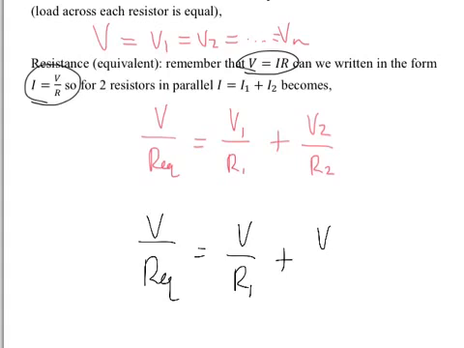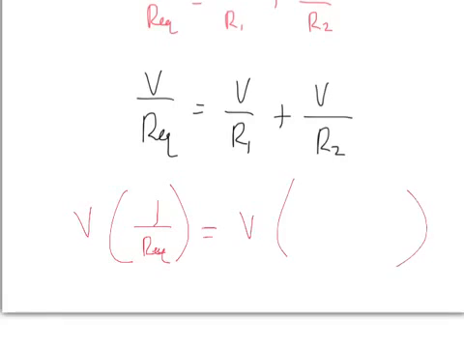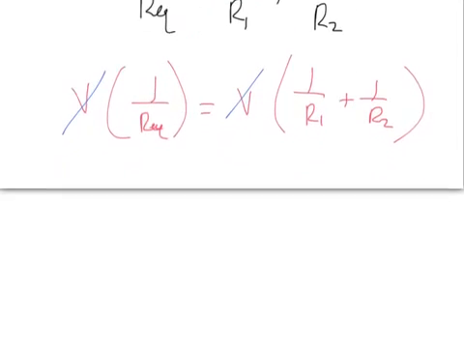Again, earlier it was just I in each of them. Now it's just V in each of them. Well, again, what we can do is we can factor out a V on both sides. So this becomes V times 1 over Req. And on the right-hand side, this becomes V times 1 over R1 plus 1 over R2. These V's cancel on both sides, yielding what's called a reciprocal sum law.